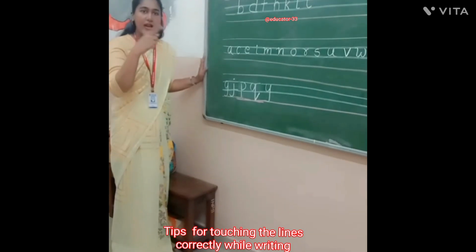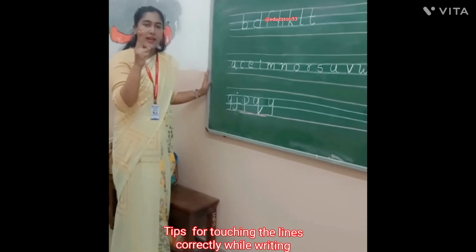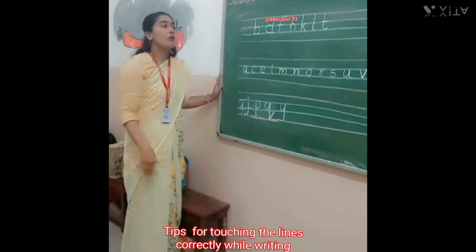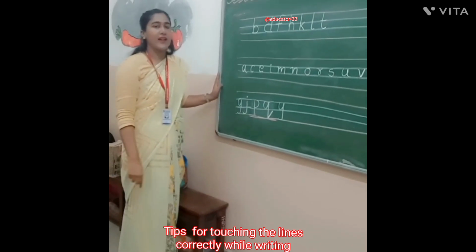So the lines: upper red line, first blue line, second blue line, down red line. So the children can understand and they can recognize the letters.